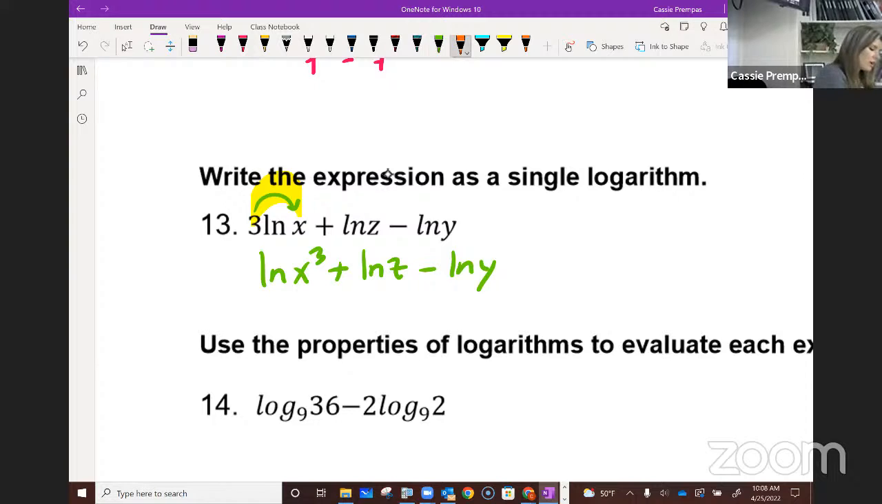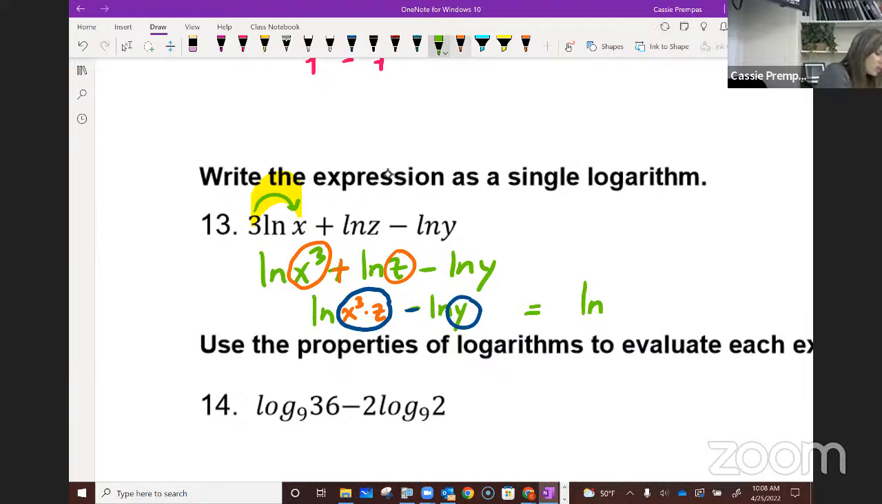How do I bring 2 logs together if there's a plus sign in between? Multiply. And I multiply these 2 numbers, so that gives me natural log of x cubed times z. And then I still have minus natural log of y. If I have a minus sign, how do I bring those together? Division. I divide this number by this number. So as a single log, this becomes natural log of x cubed times z divided by y.